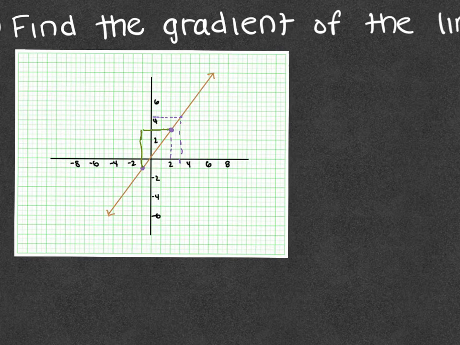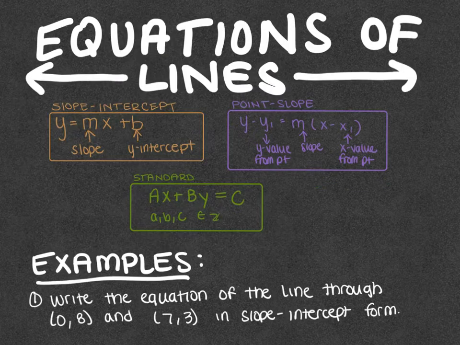So the rise here to get from this bottom point to that top point would be going up 1, 2, 3, 4 spaces. And then from there, I would go to the right 1, 2, 3 spaces. So up is positive, right is also positive, so my slope is positive 4 over 3. If you ever go left or down, those are negative directions, so you would use that as you see fit.